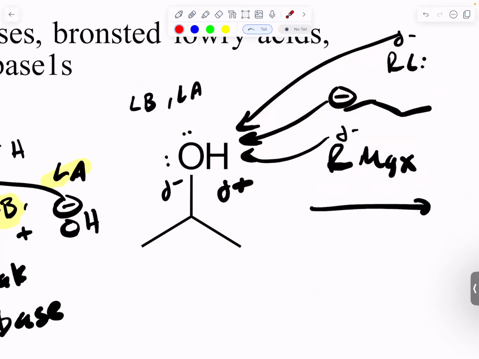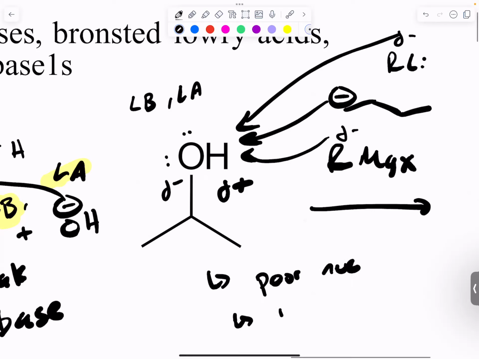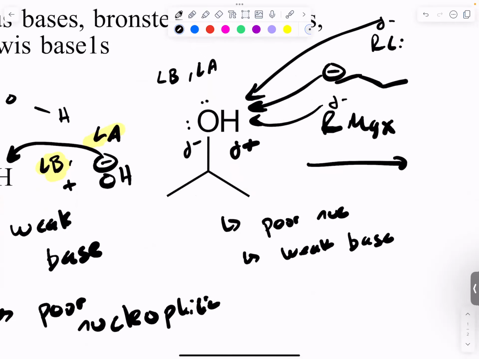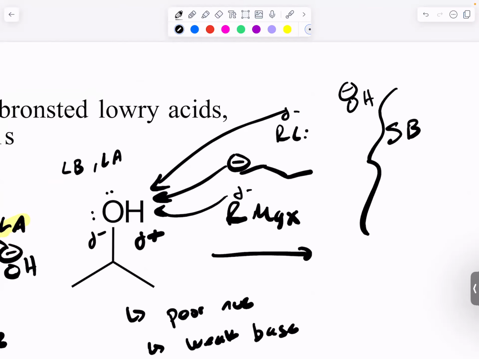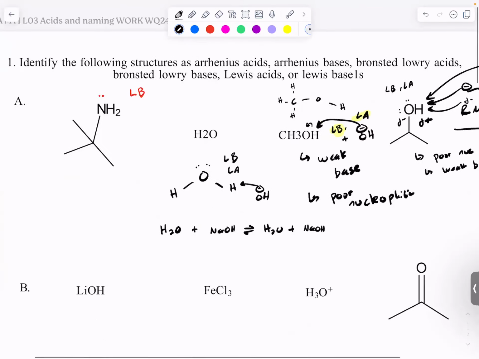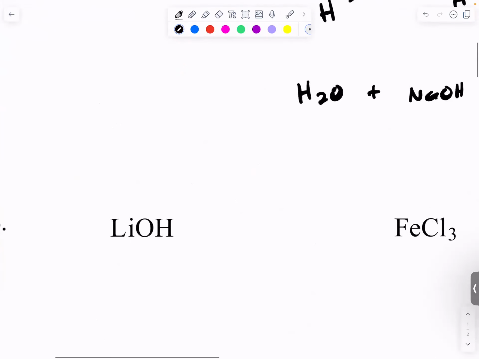And again, if you categorize this, this is another example of a poor nuke. It is another example of a weak base. I'm going to put SB over here because these are examples of strong bases, like OH minus, sodium hydroxide, something along those lines. Okay, cool. All right, awesome. All right, next column.